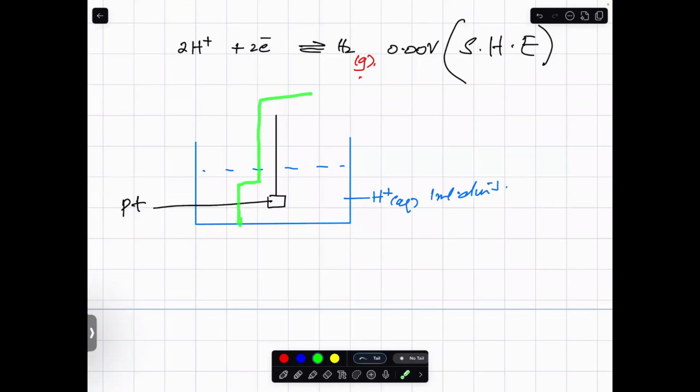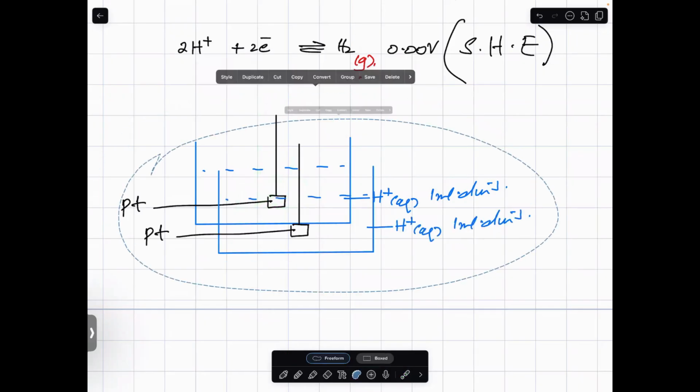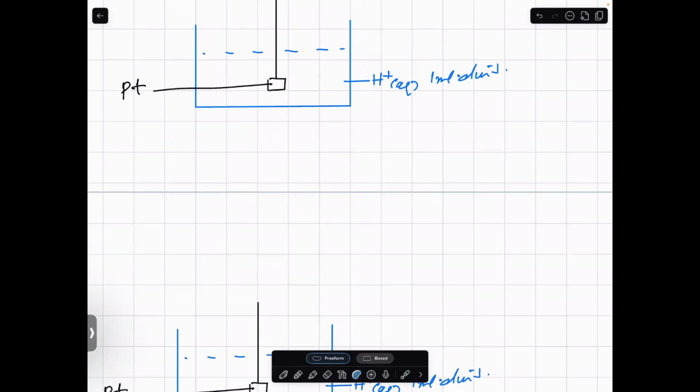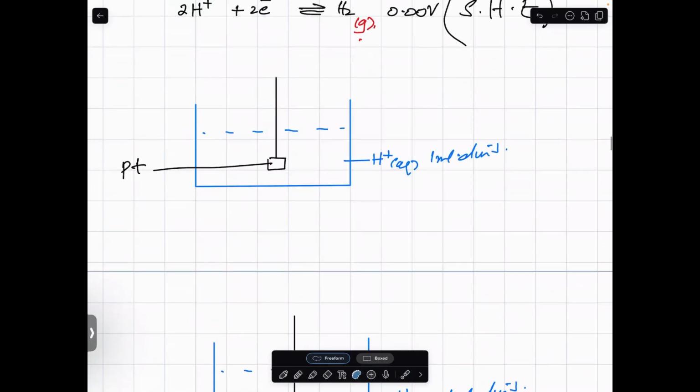Now, if you close it here, pressure will build up inside. So what are you supposed to do? You have two options. Look, I'm drawing. Wait a minute. You have two options. Either, this is a closed container called a glass bell.